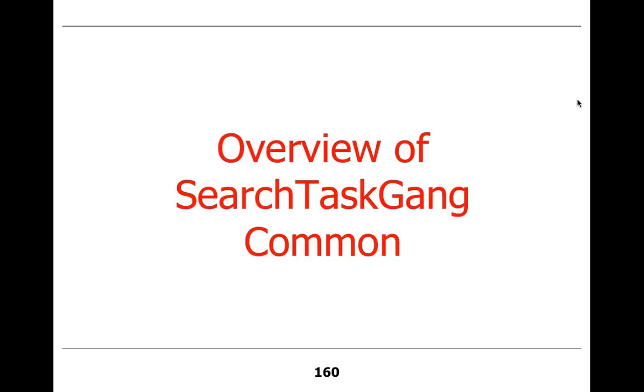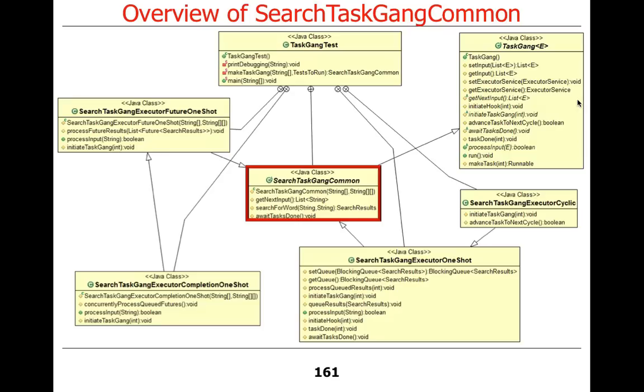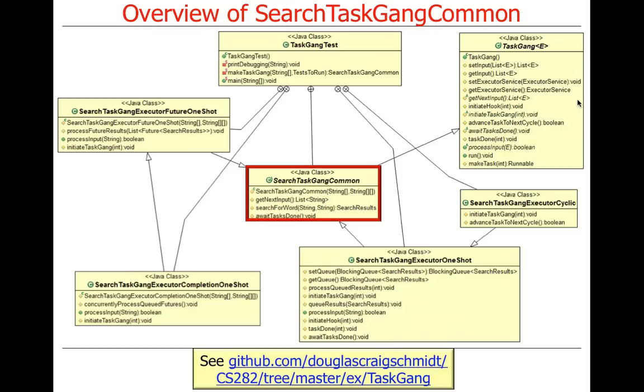And I showed you that mostly to give you a big picture view of all the different kinds of ways we're going to mix and match these different Executor Framework models. So here's the Search TaskGang common class. You can see this inherits from TaskGang, and it's basically the base interface for everything else either directly or indirectly. All right.